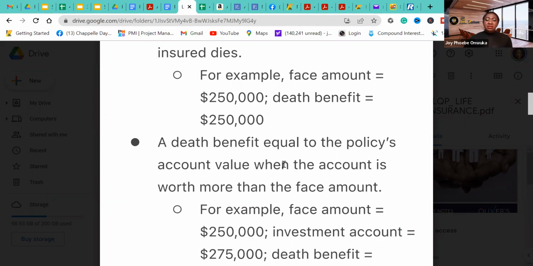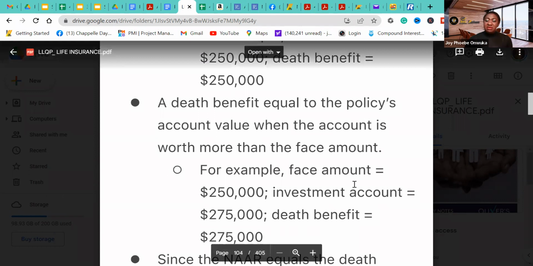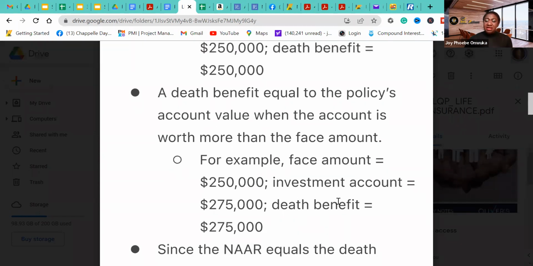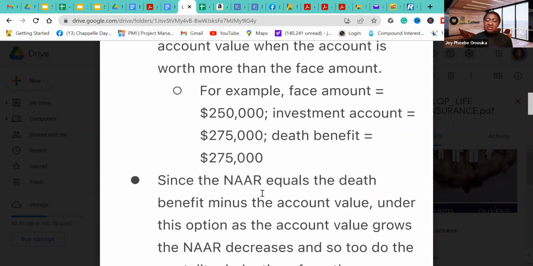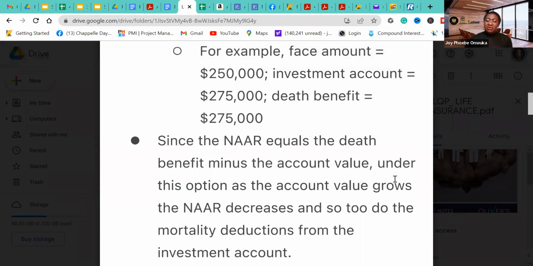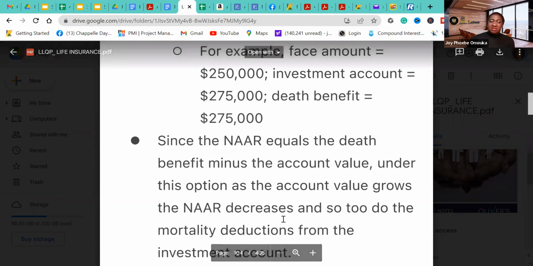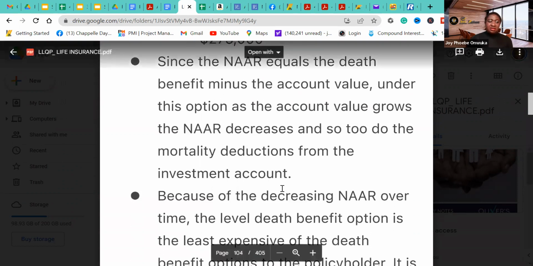Death benefit equals the policy's account value when the account is worth more than the face amount. For example, face amount equal to 250, investment account is 275, death benefit is 275. Since the net amount at risk equals death benefit minus the account value under this option, as the account value grows, the net amount at risk decreases, and so too do the mortality deductions from the investment account.